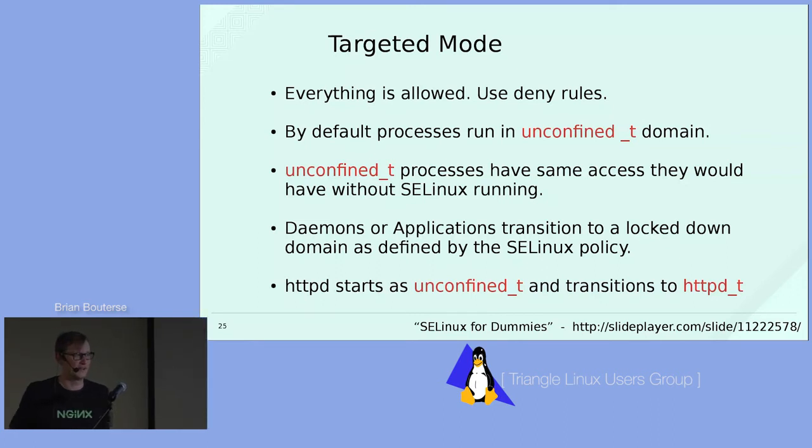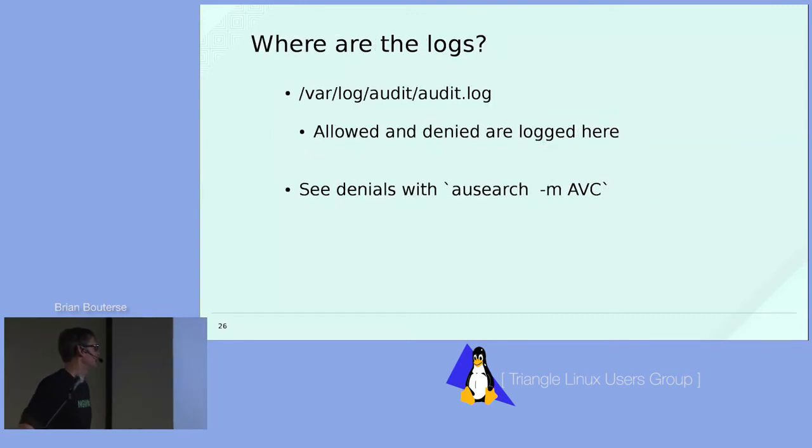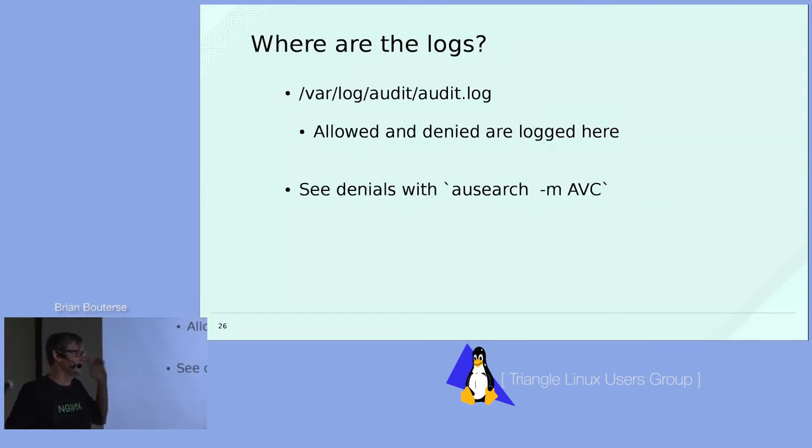You can come learn more about how to write a policy to cause a transition to occur. Okay, so where are the logs? Logs are in /var/log/audit/audit.log. It's pretty much that place in all systems. And both allowed and denied operations are logged there.